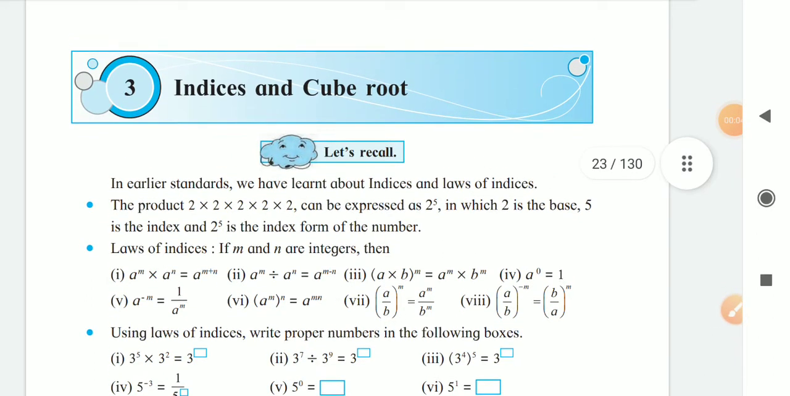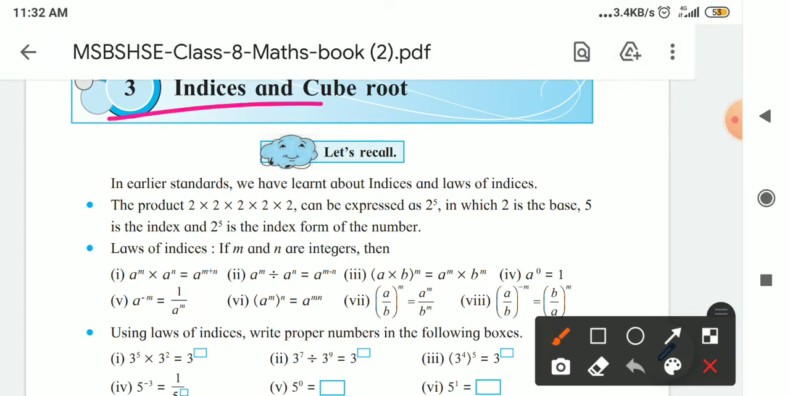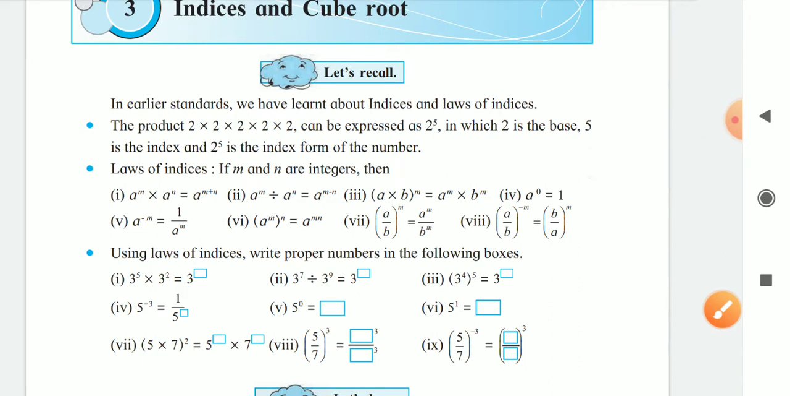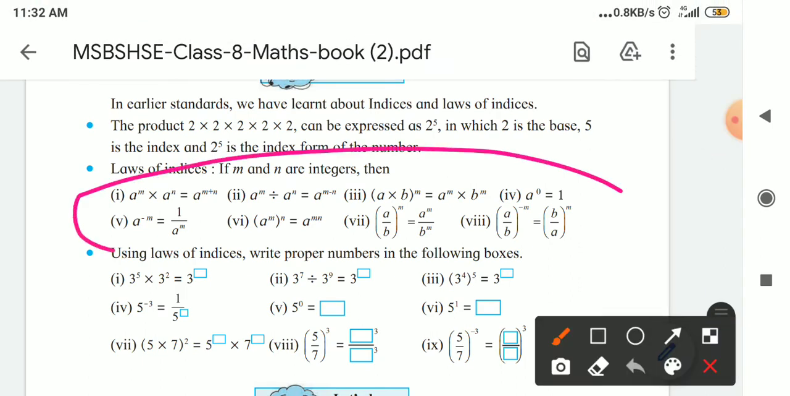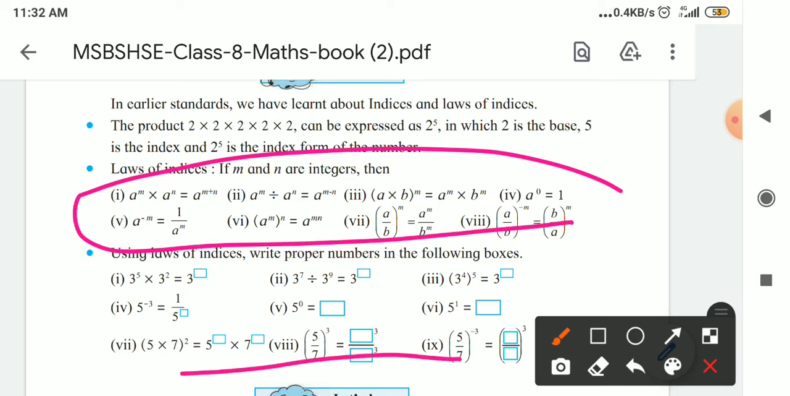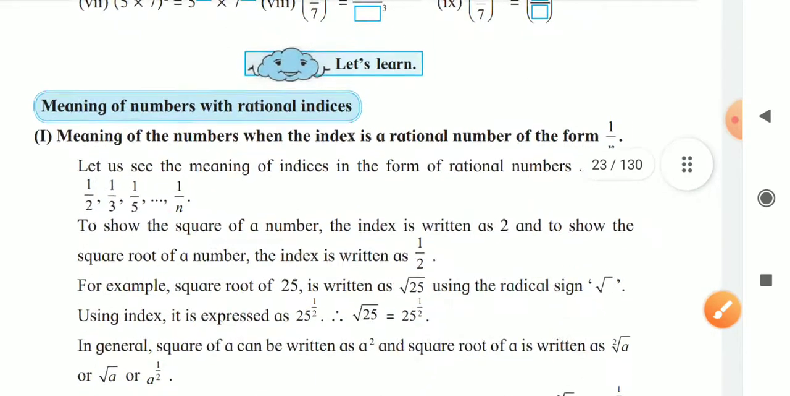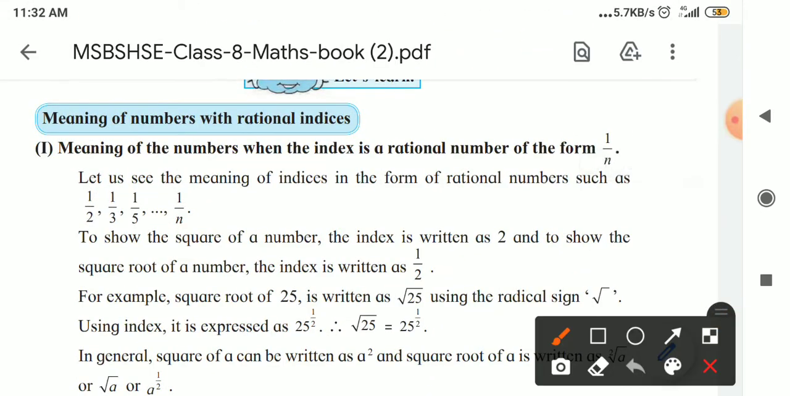Indices and cube root. Under this lesson, yesterday we studied the laws of indices, and the application of these laws on some examples. Today we are going to see the next part of our lesson, that is the meaning of numbers with rational indices.